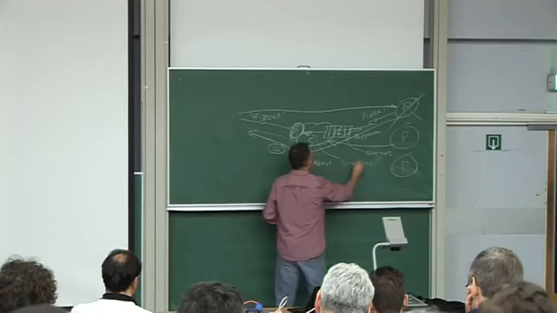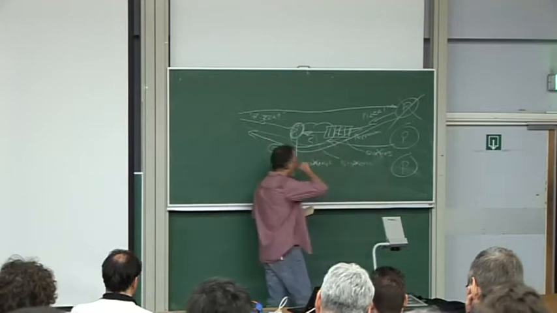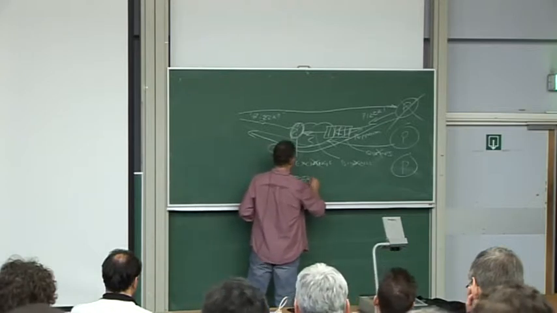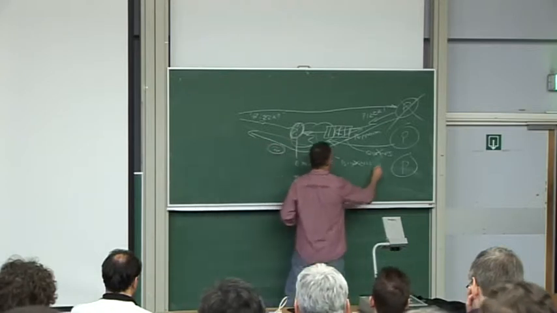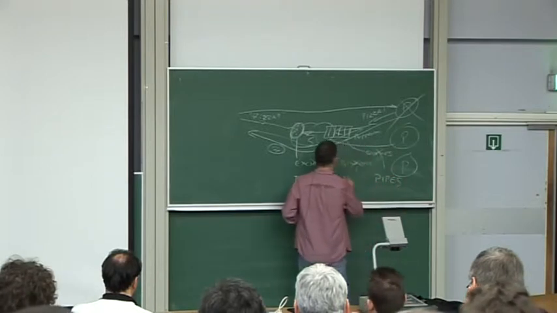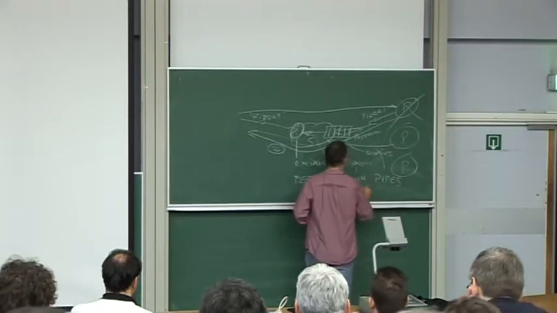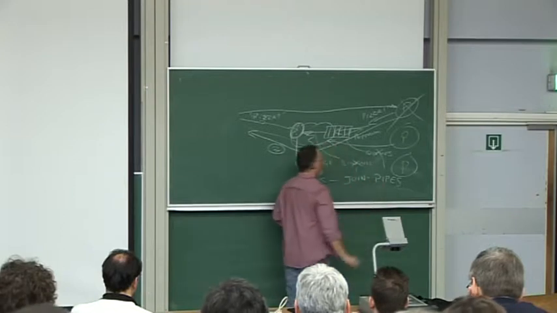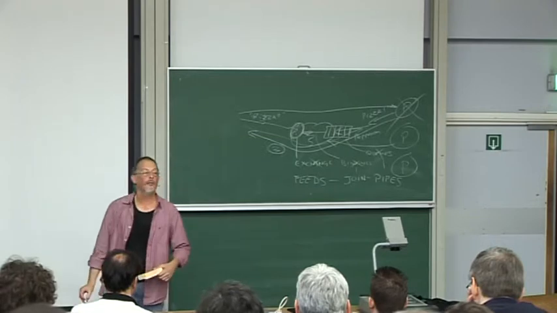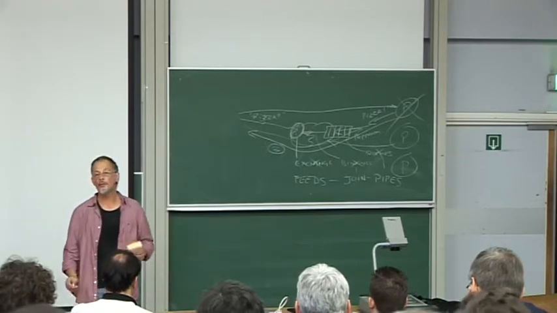Names just to be annoying. We call these feeds. We call these pipes. And we call these joins. So a pipe is like a Unix pipe. You create pipes, you consume from pipes. It's a very simple metaphor.